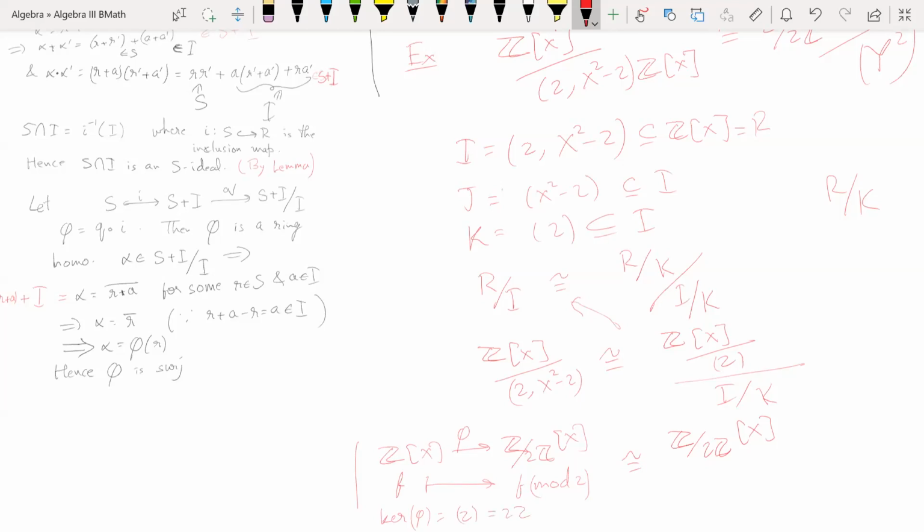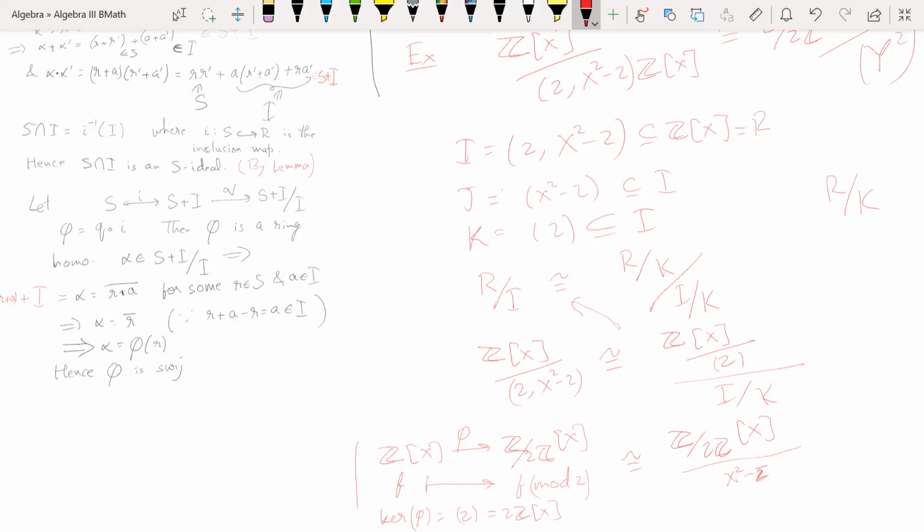So that tells you that Zx mod 2 is isomorphic to Z mod 2Z x. So the numerator here is isomorphic to this, and under this isomorphism 2 will become 0, and what you will get is x square minus 2. But x square minus 2 in this ring, one should write it as 2 bar instead.